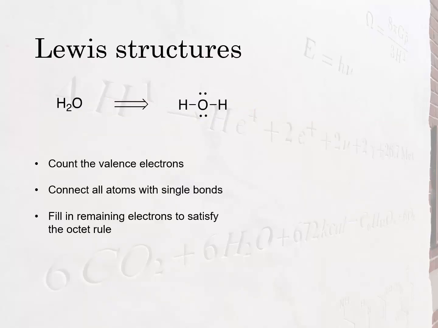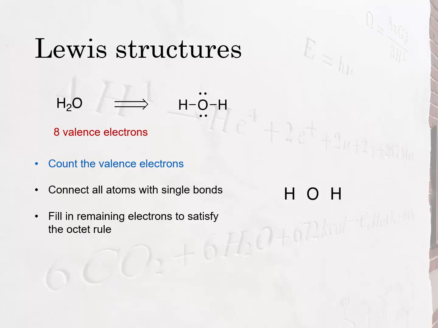Lewis structures are diagrams of molecules that show the connectivity of atoms and the distribution of valence electrons. Here's the process for turning the formula H2O into a Lewis structure for water. First, we count the total number of valence electrons in the molecule. Review electron configurations if you need help with this. For water, oxygen contributes 6 electrons and each hydrogen contributes 1, so there should be 8 electrons total in our Lewis structure.